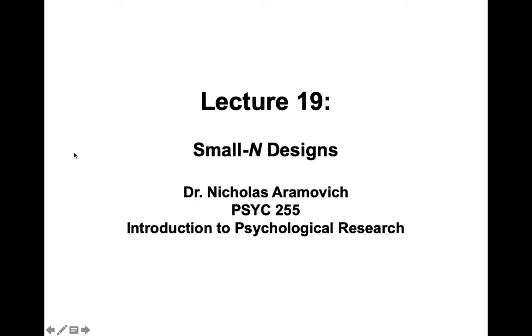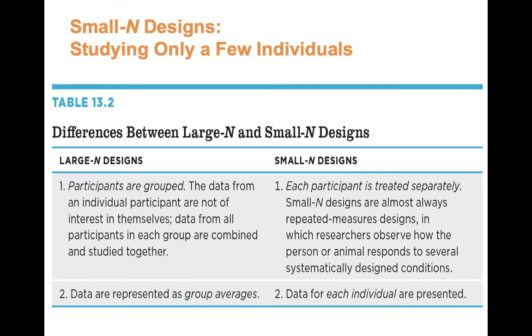Okay, this lecture is on small n designs. This follows Morling chapter 13, the second half of that chapter on small n designs. In small n designs, the n refers to the number of participants or subjects. A study that is a small n design, by definition, has relatively few participants, and sometimes it only has one, which is known as a case study.